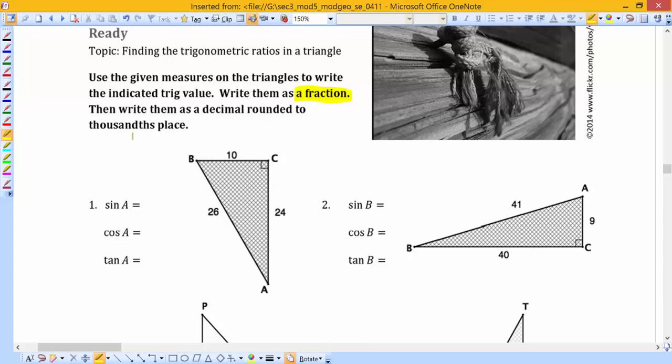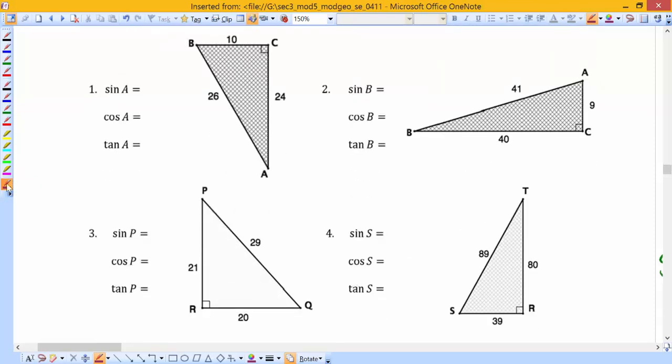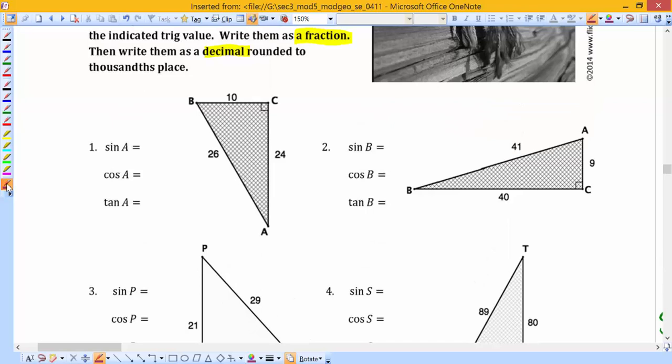That's a very good habit. Then you're going to write your fractions as a decimal. So you're going to have two different answers here. I'm going to go ahead and just do one of these for you, and then you guys will be able to practice the rest. I'll go ahead and do the first one because the first one does allow for some simplification.